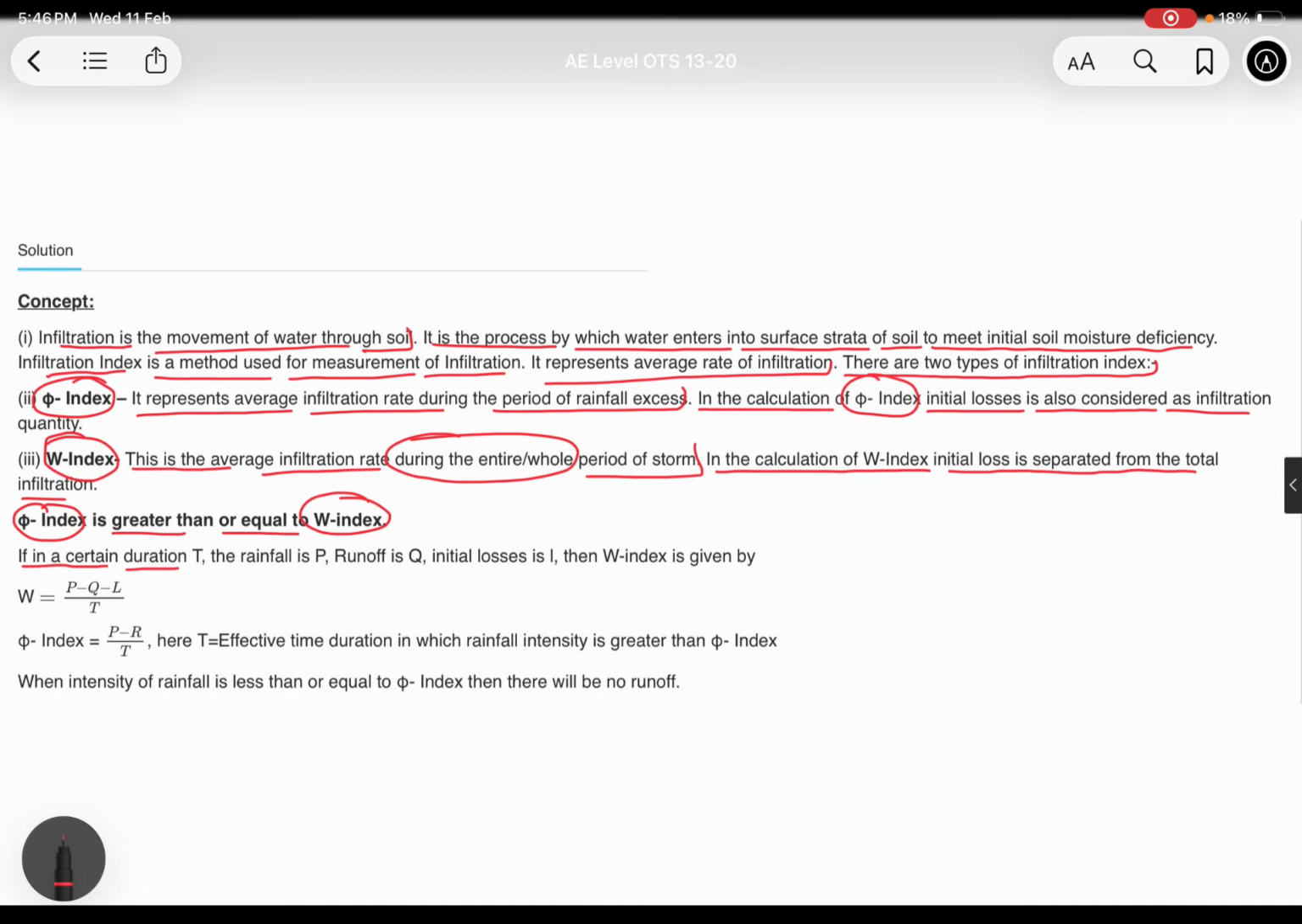If for a certain duration T, the rainfall is P, runoff is Q, and initial loss is L, then W index is given by W equals P minus Q minus L by T. Phi index equals P minus R divided by T. Here T is the effective time duration in which rainfall intensity is greater than phi index. When intensity of rainfall is less than or equal to phi index, there will be no runoff.